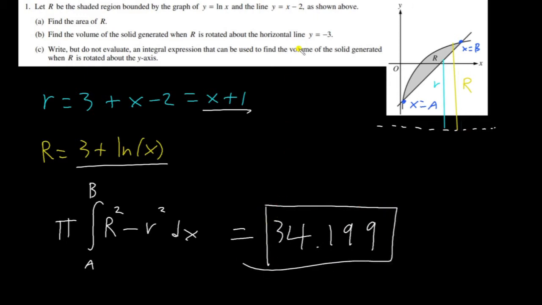So for points, this was a 3-point question. 1 point for the answer and the limits and the constants. All three of those combined is 1 point, and then the integrand is 2 points.